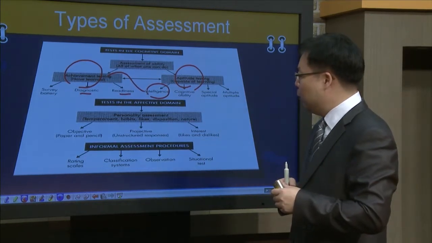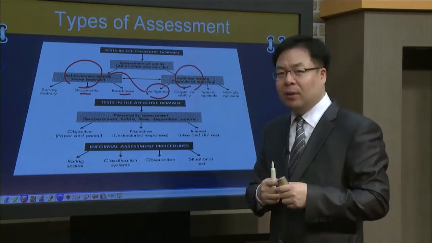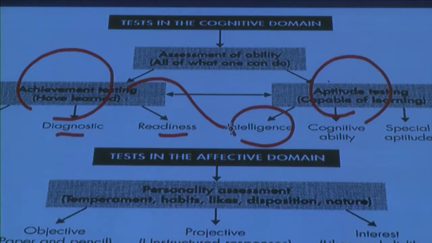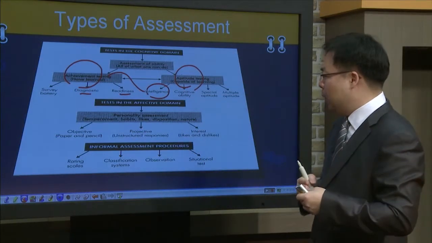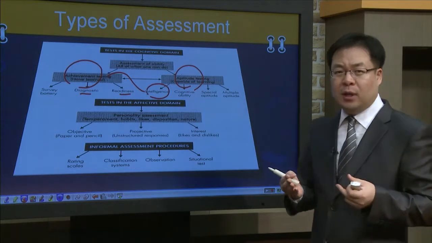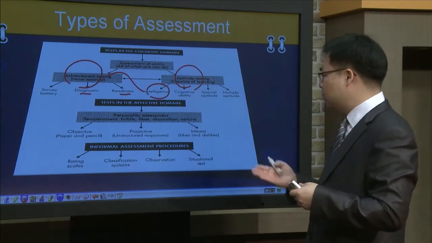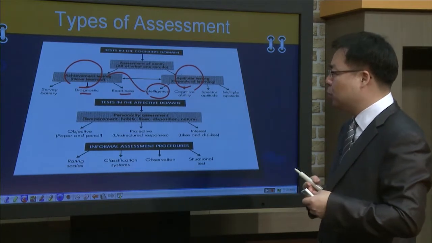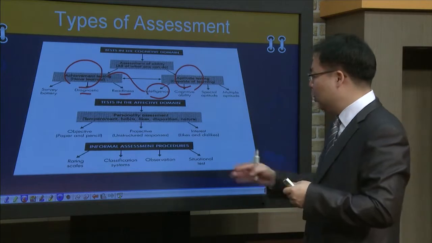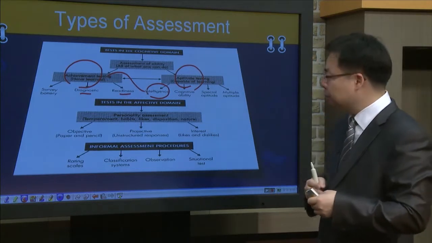And projective. Projective is a way of identifying a certain characteristic in a more indirect way. I will show some examples after this slide. So paper and pencil is more objective, while unstructured responses are projective. And for interest, we can use different types. For example, we can even use paper and pencil to measure some interest level.